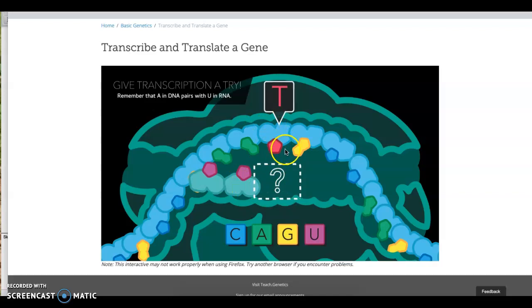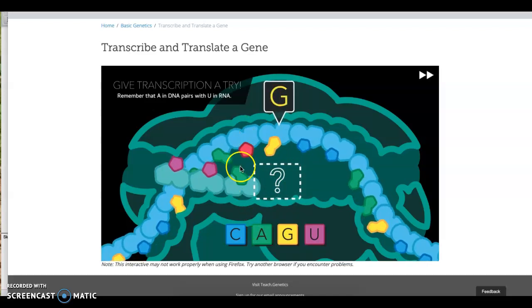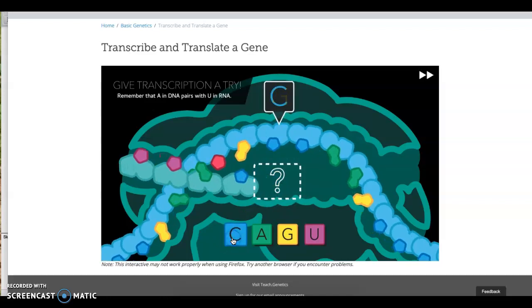Now we have a T here. We know that T pairs with A, so we'll put that there. T does not pair with U. A only pairs with U. So we would not put a U here. We'd put an A here. G always pairs with C no matter what.